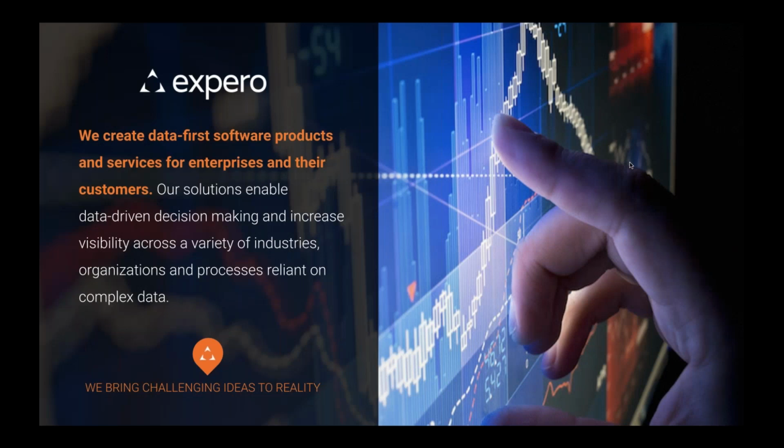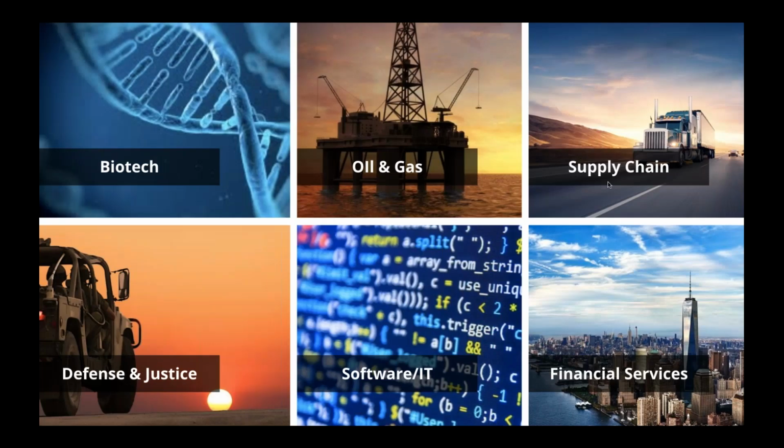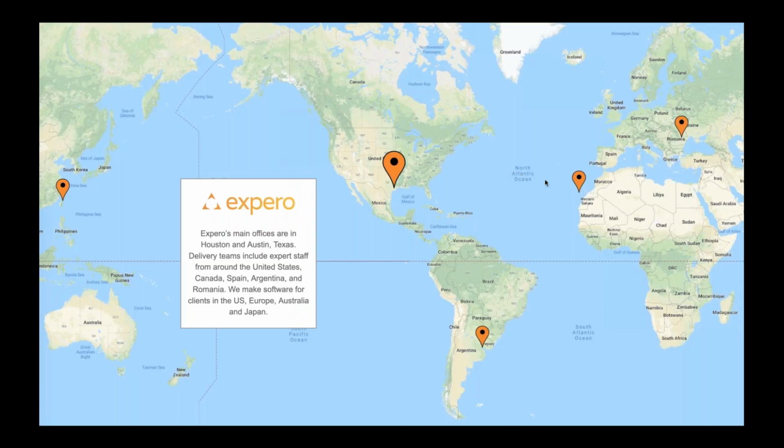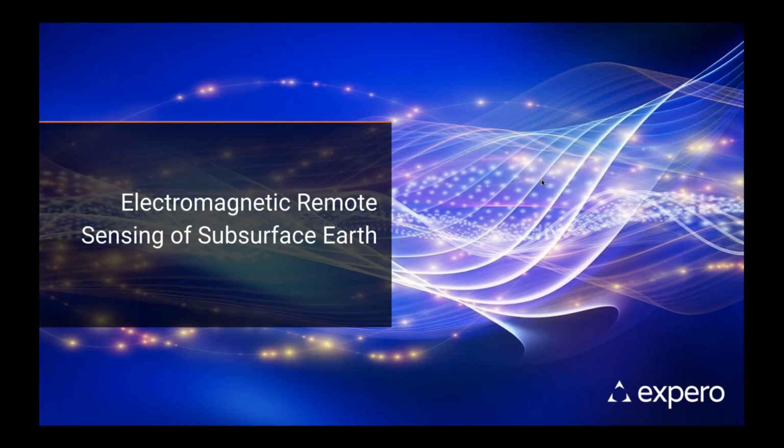Expiro is a data products consulting company. And as such, we build software products that sit at the intersection of data science and machine learning and complex high-performance computing. And the application we'll talk about today sits adjacent to the oil and gas industry. We have offices all over the place, and we have many years of delivering value to customers.